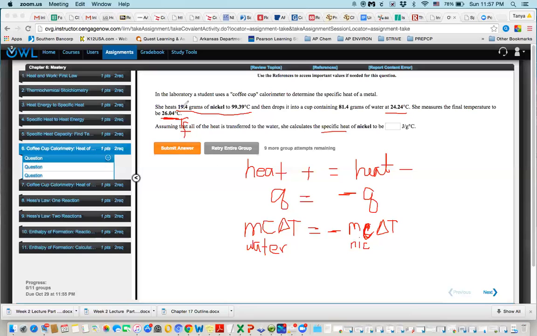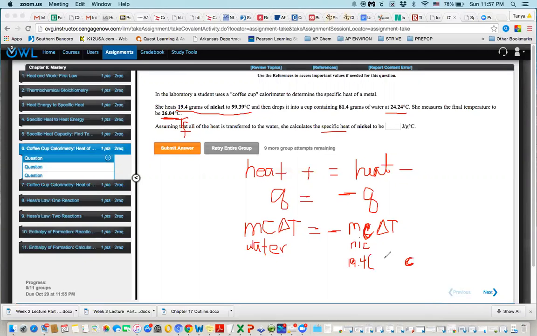Okay, so we can plug in the 19.4 grams right here into our mass for the nickel. Whoops, that's supposed to be a 4. Anyway, I think you get the idea of what you're supposed to do with this. I may not be able to completely work it out there for you, but 19.4 would go here. We're looking for C. We don't know. I'm just going to put C over here at the end. That's going to be our unknown variable.